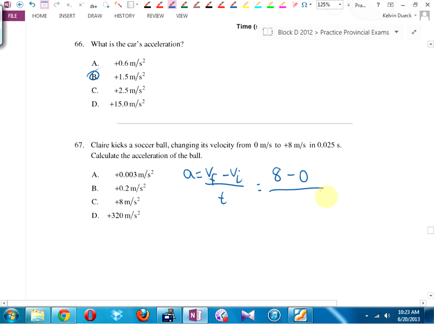By the way, are you cluing in? It's worth memorizing what units go with which measurements, because then it's fairly plug and chug. As soon as I see meters per second, I know that's a velocity. As soon as I see meters per second or meters per second squared, that's an acceleration. As soon as I see seconds, that's a time. What's the time? 0.025. Go ahead. What is it?